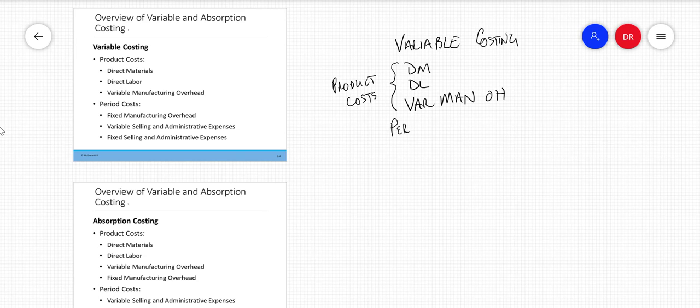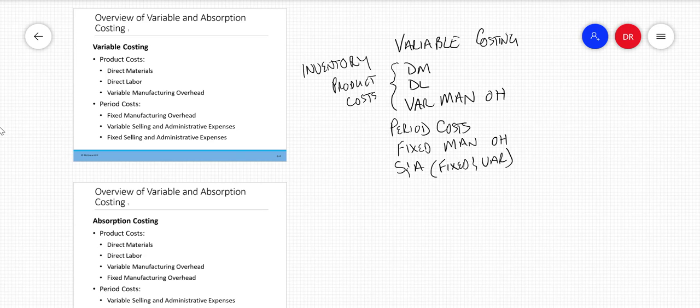Period costs in variable costing, and you might think of product costs in another way. Think of this as inventory cost, all right? This is the cost that's going into inventory, all right? Period costs, on the other hand, are going to be the fixed overhead and then any kind of sales and admin cost, and that includes both fixed and variable, all right?